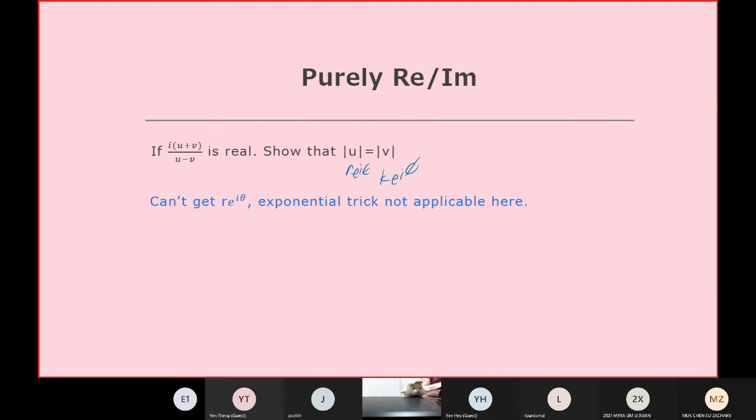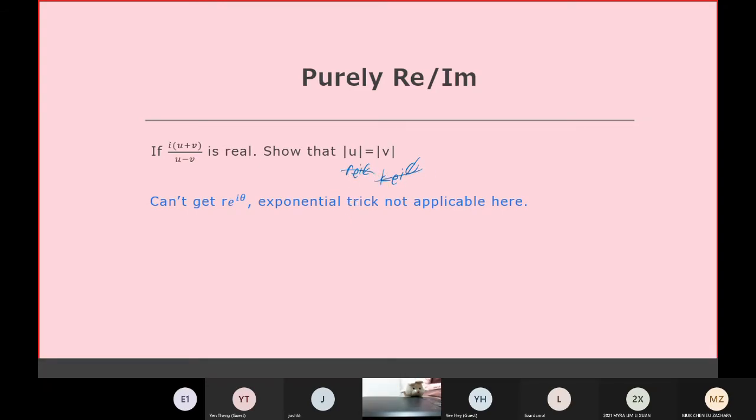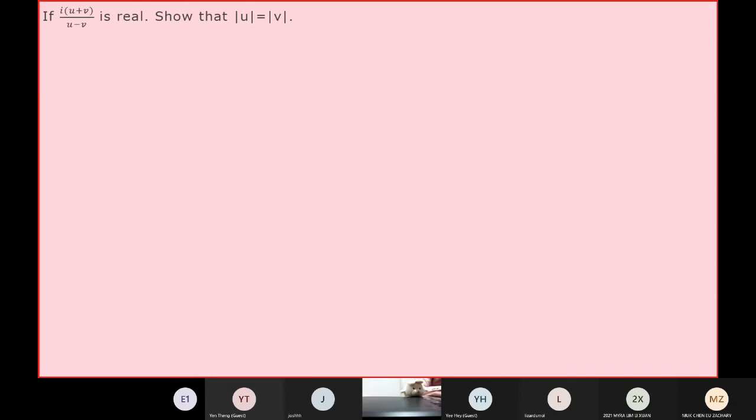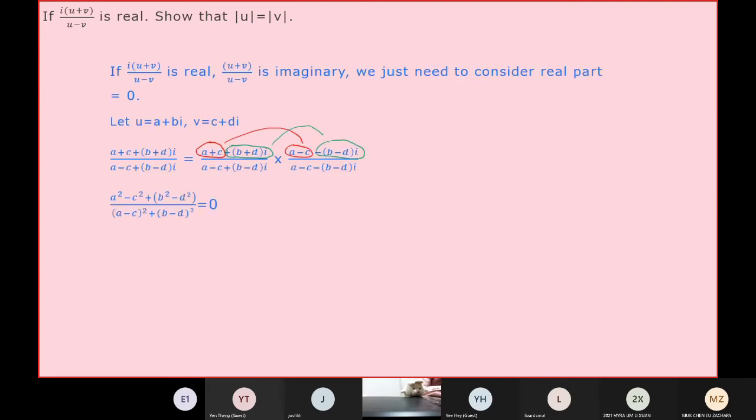So you can't really do the exponential trick here. So don't bother. Instead, whack with Cartesian. And the next few slides will prove traumatizing for some of you. Okay, now I'll go through one by one.